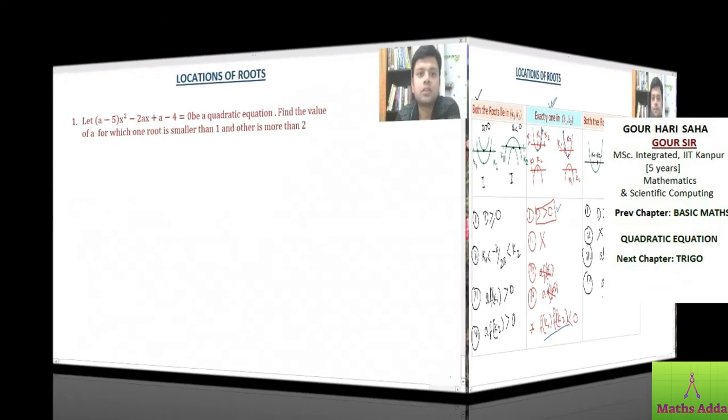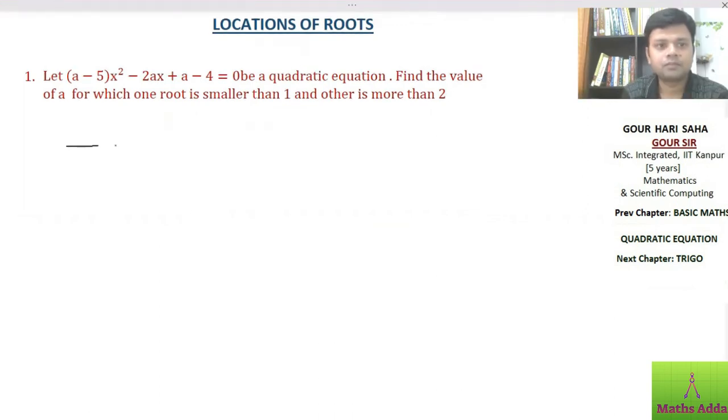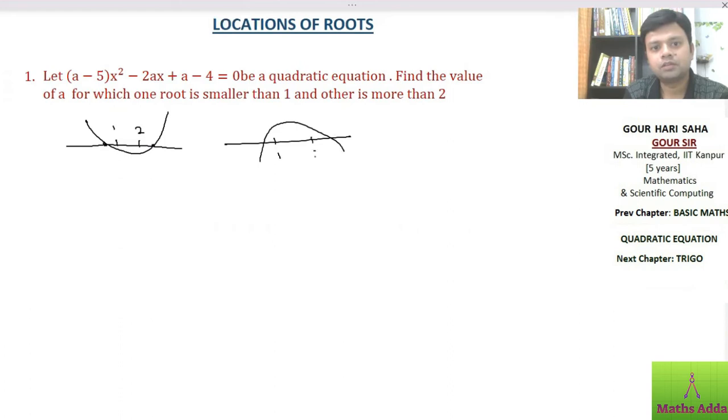Let's take one example. So the question is, let (A minus 5)x square minus 2ax plus A minus 4 equal to 0 be a quadratic equation. Find the value of A for which one root is smaller than 2 and the other is more than 2. Means what? Roots are outside 1 and 2. So the graph will be like this one, 1, 2. Both roots are outside 1, 2, or it can be like this, 1, 2, right? Both the roots are outside 1, 2.